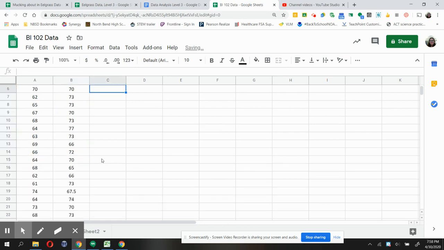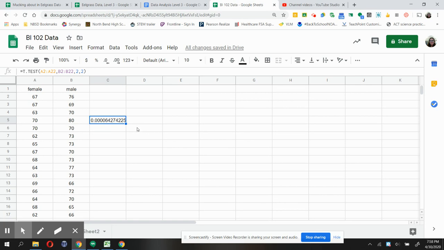Okay, now I'm going to hit enter and look, I have a number. Yay! Great. What does that mean? Well, this number is something called your p-value. And this is the percentage of the time that the null hypothesis is true.